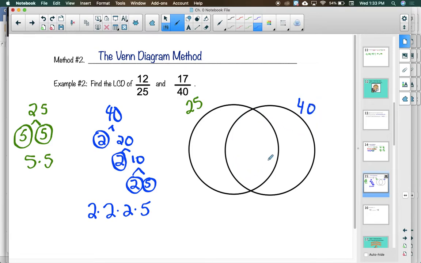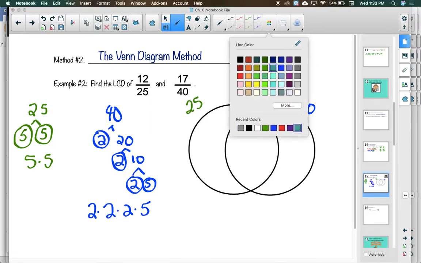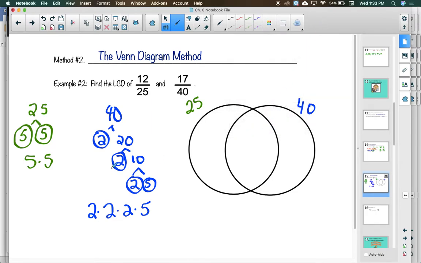And the middle is going to be for whatever shows up in both of those lists. So I'll use maybe a turquoisey color for that. Okay, so take a look at both my lists here. I have 5 times 5, and I have 2 times 2 times 2 times 5. What shows up in both of those lists is a 5. Okay, so 1 5 here, 1 5 there. I'm going to put that 5 in the middle.